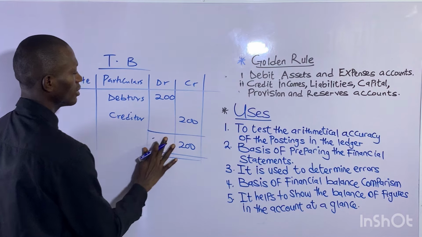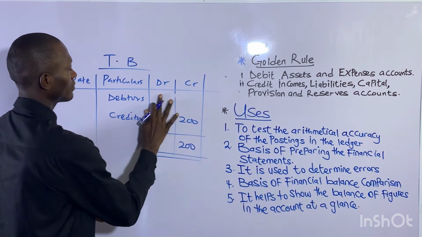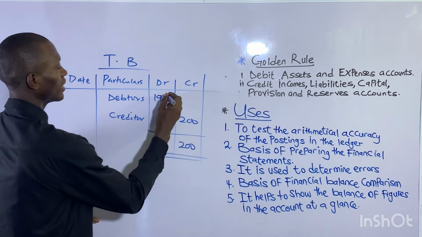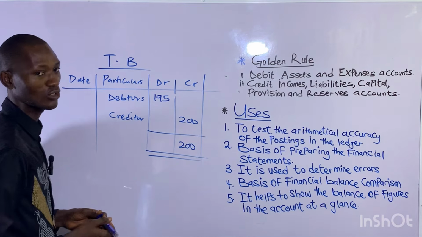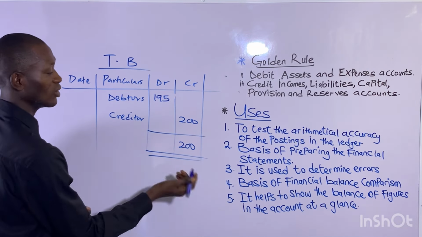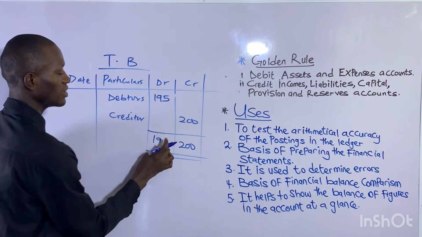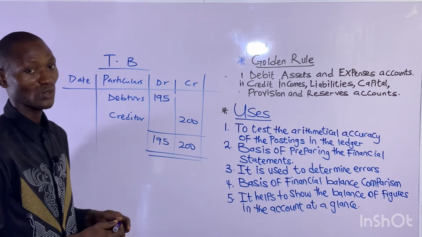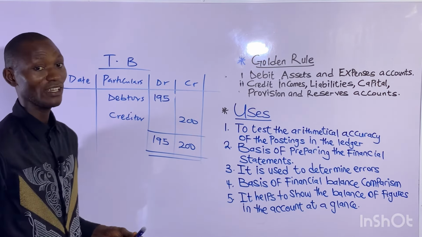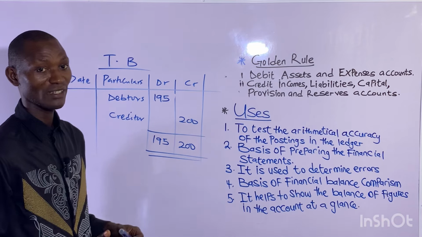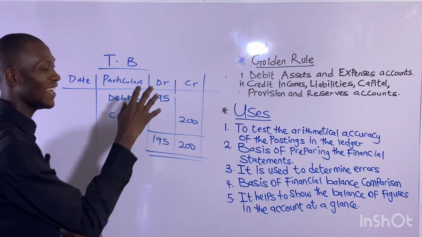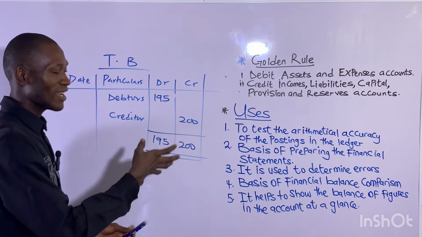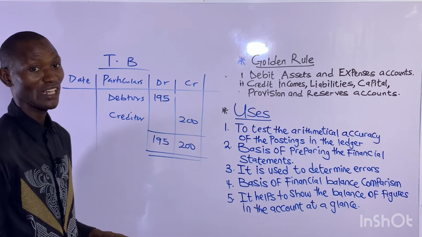Now, with respect to this, the trial balance is used to determine errors. Let's say the balance here for debtors is now 195 and here we have 200. Here, the two sides are not equal. We have the total for the debit to be 195 and the total for the credits to be 200. So in this case, the agreement of the trial balance has been affected. That means there are some errors that affect the agreement of the trial balance here.